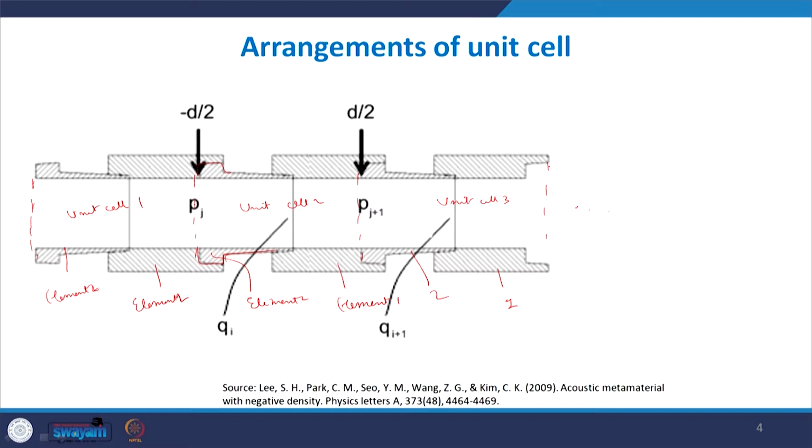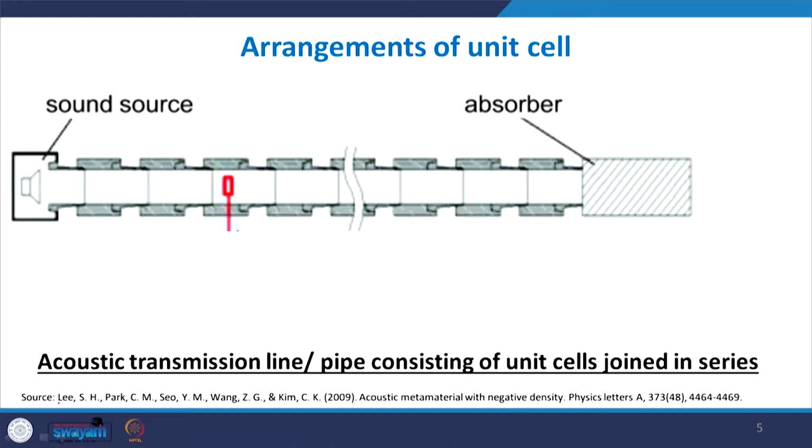So, you have such long waveguides attached, and the unit cell is being repeated again and again by alternating between two main elements, where element 2 contains a stretched membrane and is fixed inside element 1 and so on. So, how does this help? This is a series connection of these unit cells, and it was proposed, as I said, by Lee et al. 2009, and this is the resource here. If you have such a long series of elements, this can be like an acoustic transmission line or a pipe.